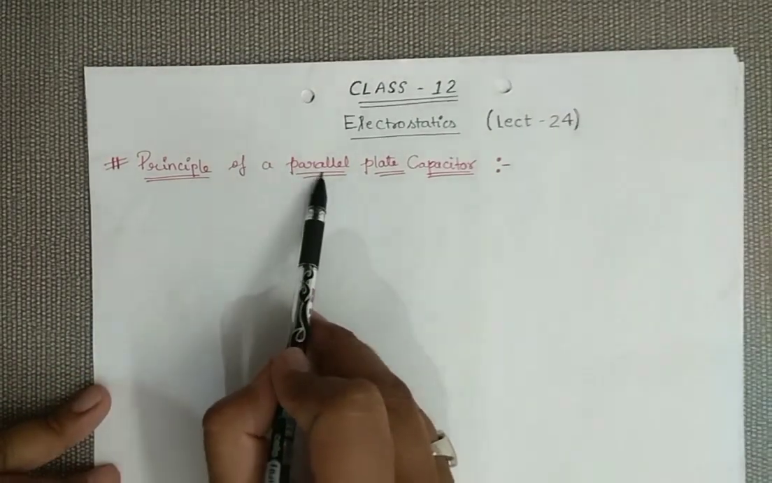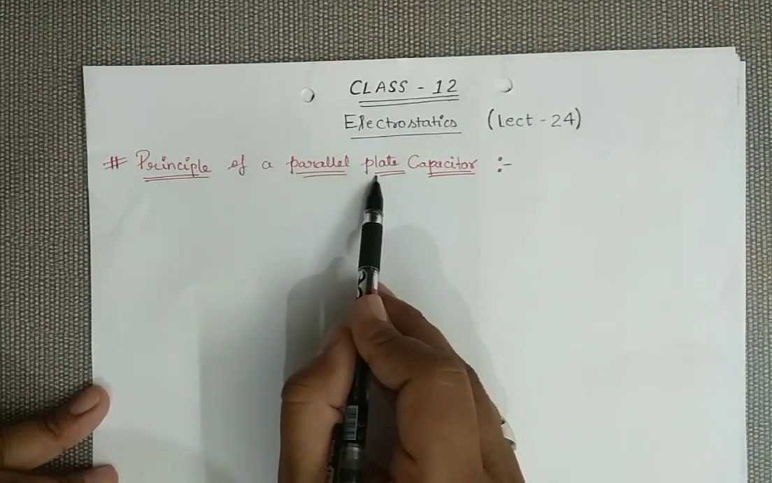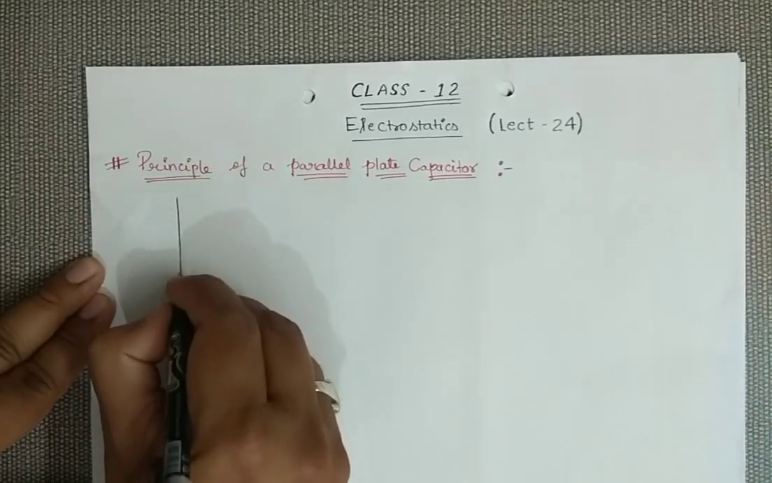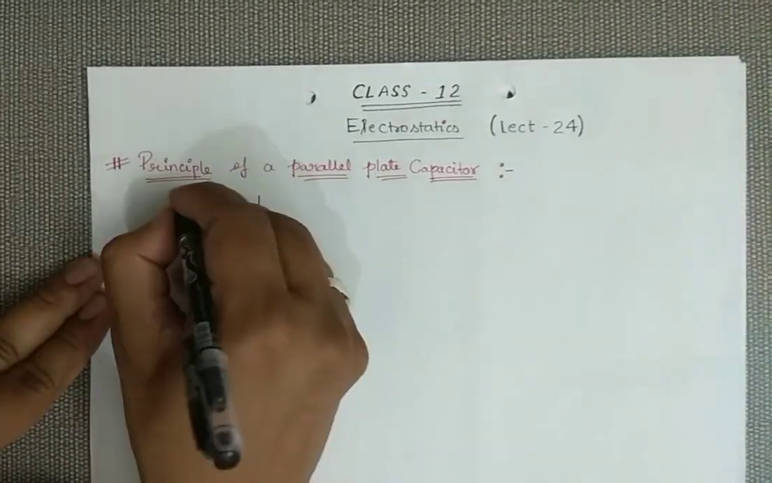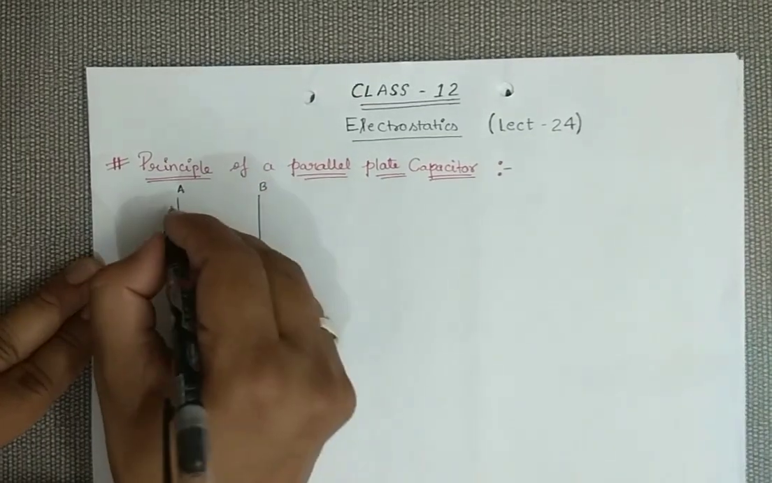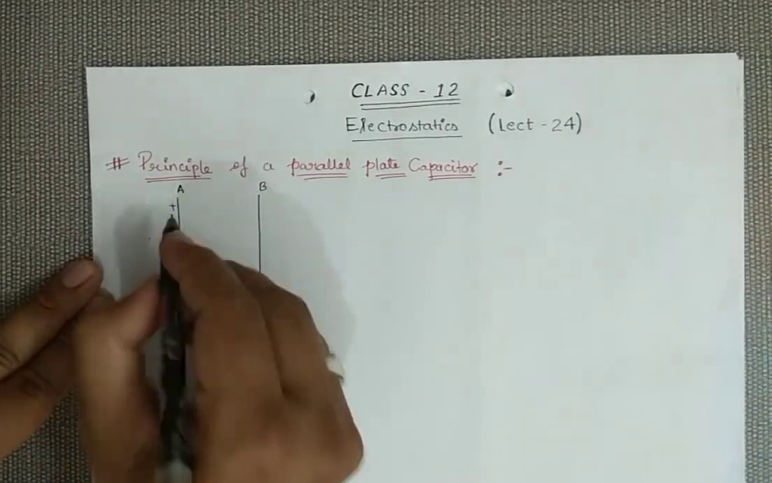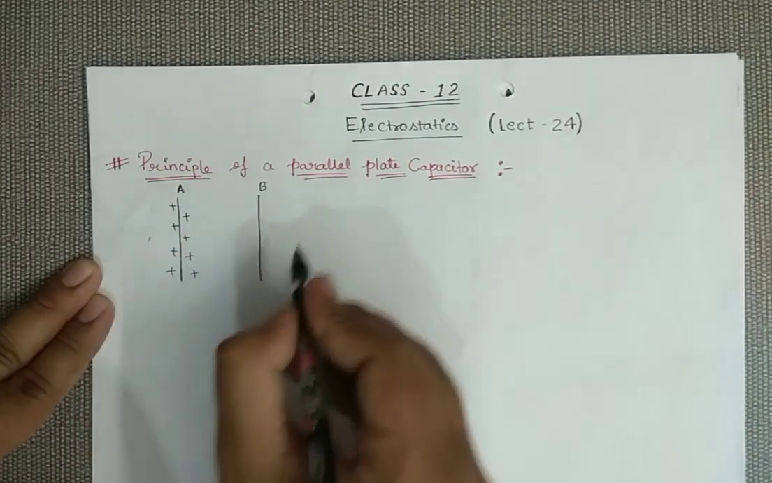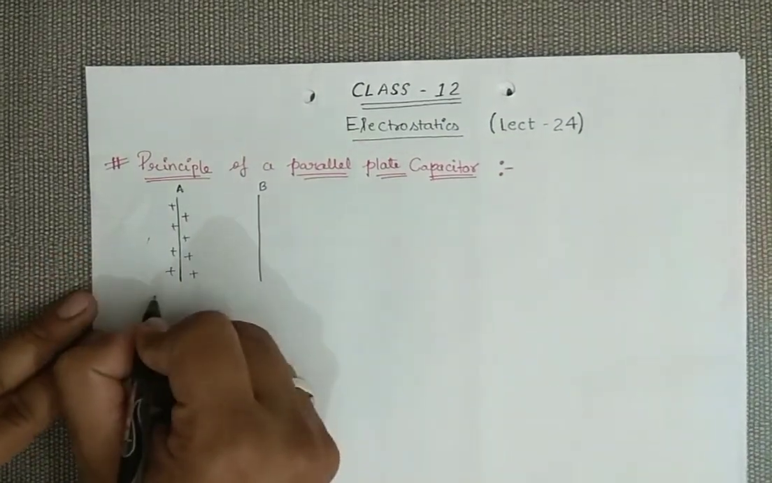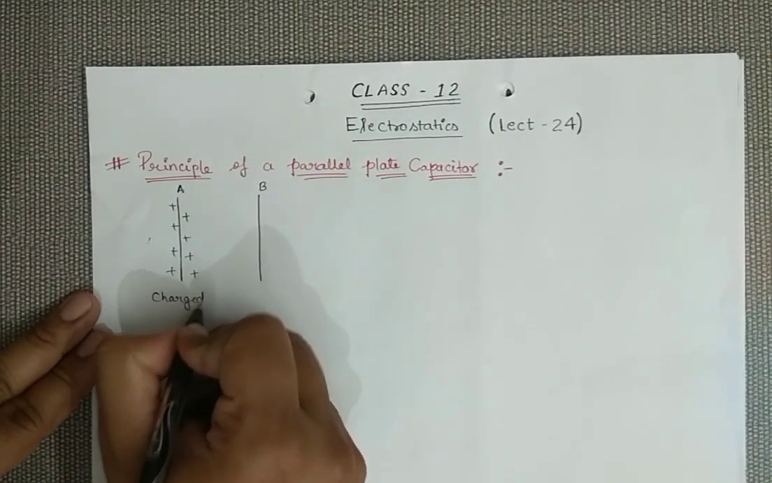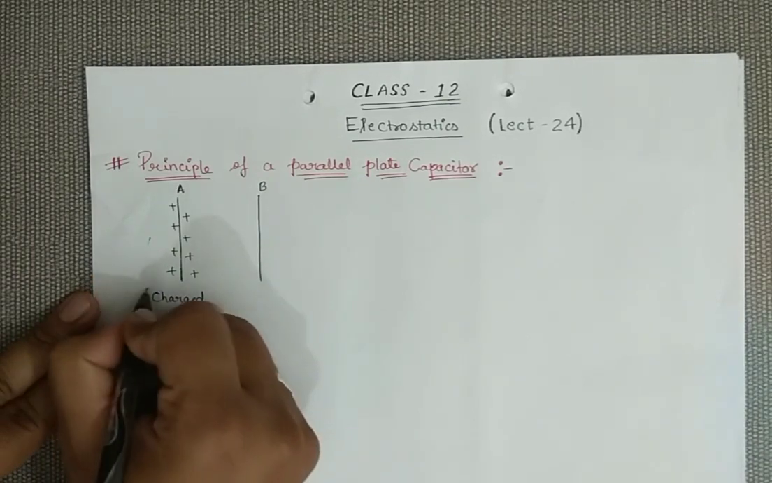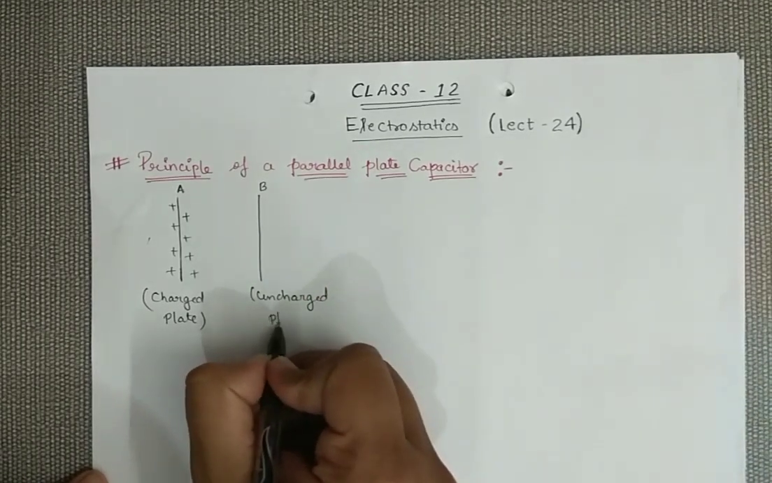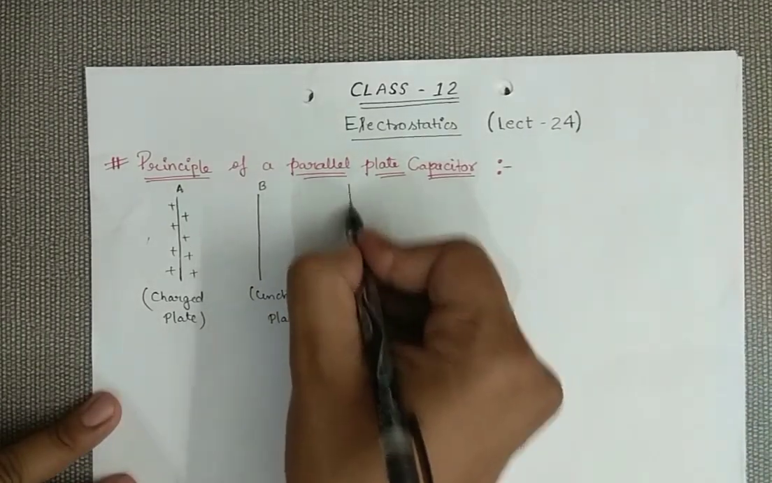So here we talk about the parallel plate capacitor. As the name suggests, in such a capacitor there will be parallel plates. So let me consider two plates, plate A and plate B, such that plate A is a charged plate. Already there is charge given to plate A, and initially plate B is uncharged. So this one is your charged plate and this one is your uncharged plate. Now what is going to happen?